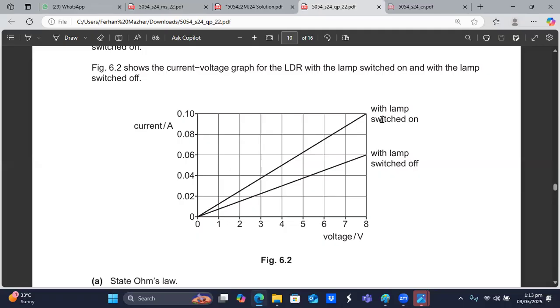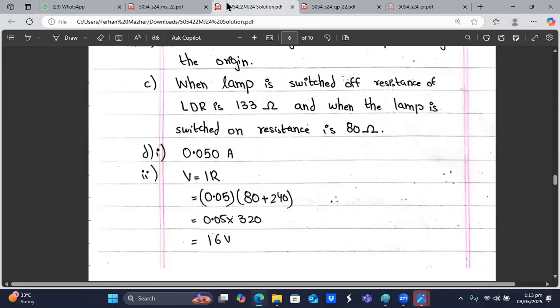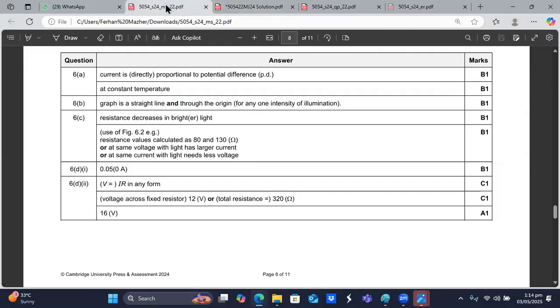In the same way, you can find the gradient of this other line. You can take the point 0, 0 and 8, 0.06, find the gradient of this line, then reciprocate that gradient, and that will be equal to the resistance. She has done that here, but she has not shown the process. When the lamp is switched off, resistance of the LDR is 133 ohm, and when the lamp is switched on, resistance is 80 ohm. She did that calculation but has not shown it here. Please do that calculation. It's very important.